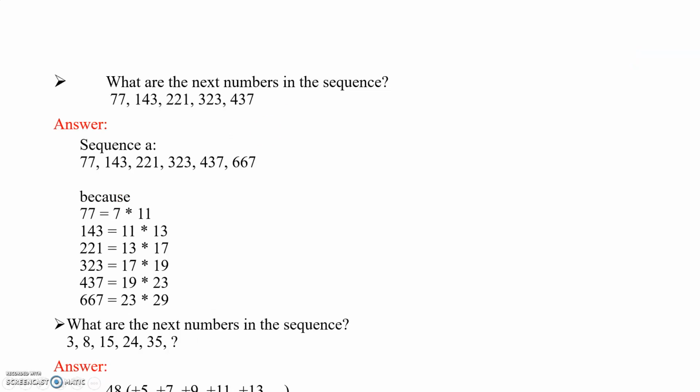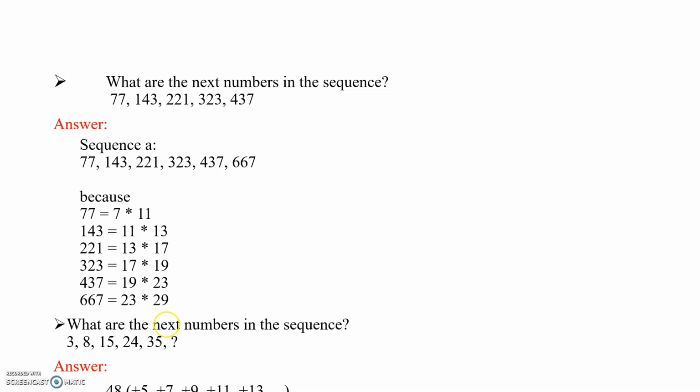Next, can you find what is the next number of the sequence? The sequence is 77, 143, 221, 323, 437. The next one must be 667. How did we get 667? That is 7 into 11 you get 77. Similarly 11 into 13, then 13 into 17, 17 into 19, likewise it will come. So multiplying we get the next term. This you already learned, so just for recalling, I am explaining.